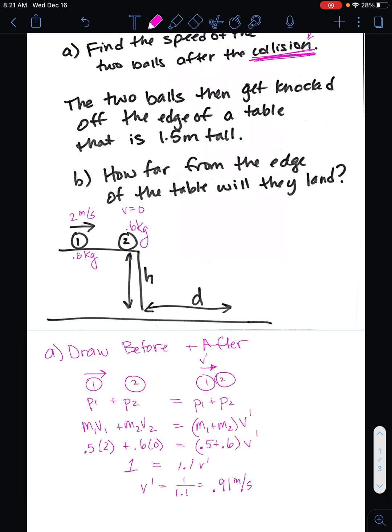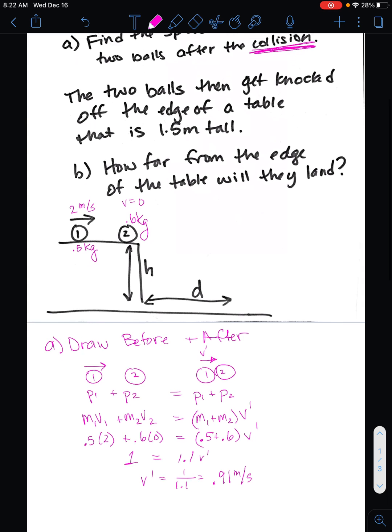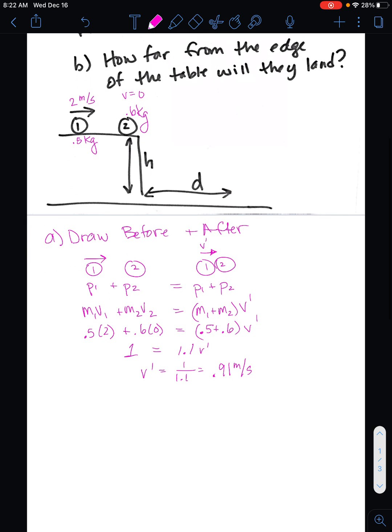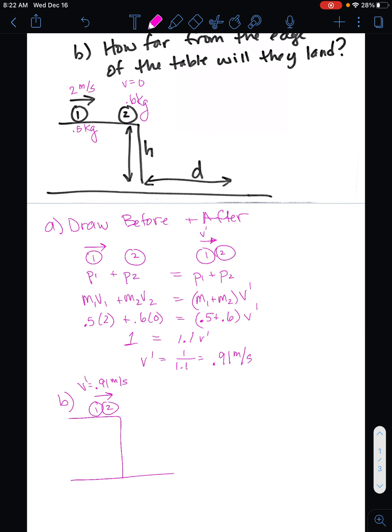Now, the two balls get knocked off the edge of the table. So they're going to travel together off the edge of the table. And I need to know how far from the edge of the table they will land. So really, I've got both of these balls stuck together, 1 and 2, moving at this new speed of 0.91 meters per second. And I'm trying to find out how far from the edge of the table they're going to land. So I'm solving for D here, this range value.